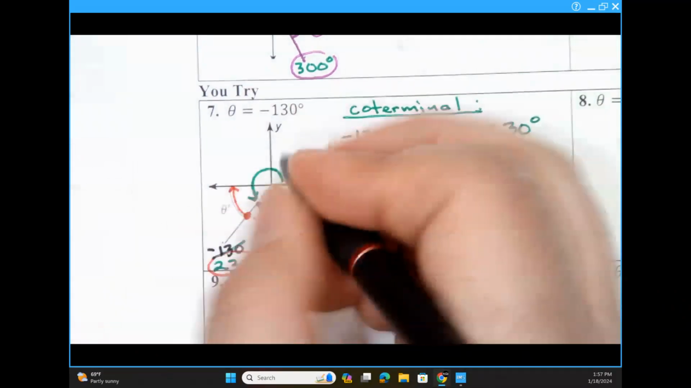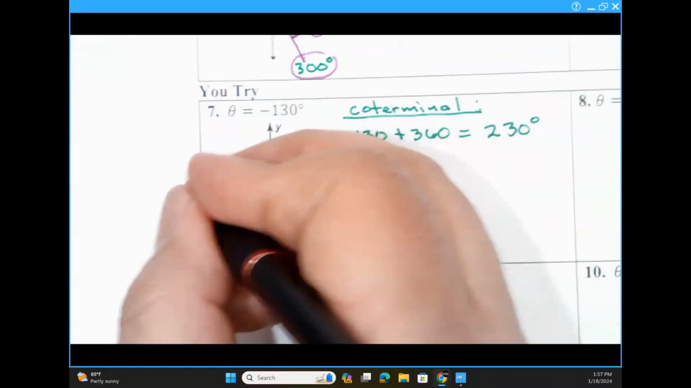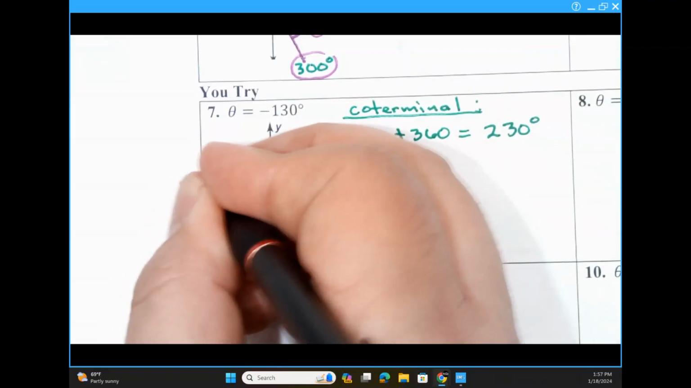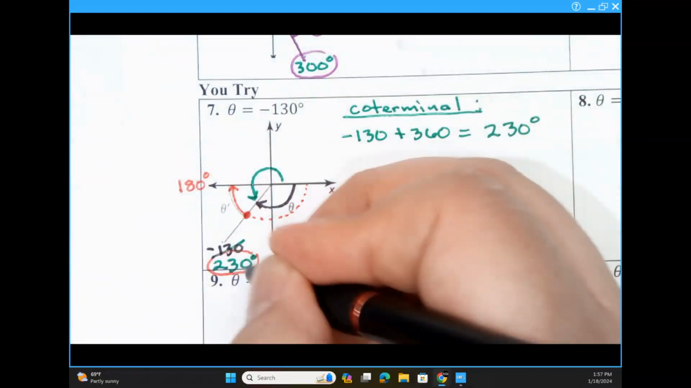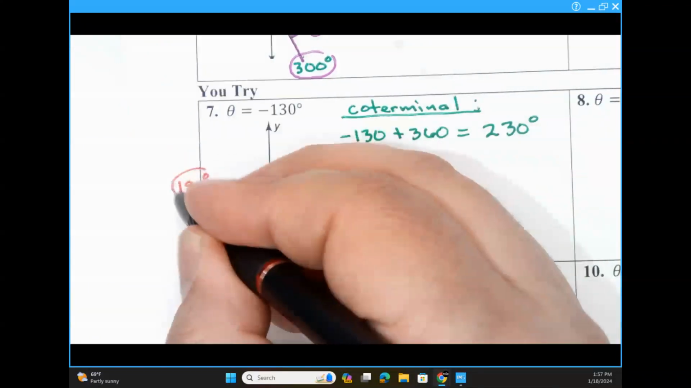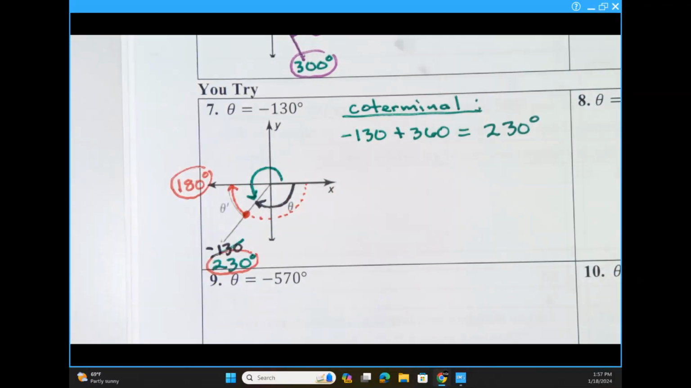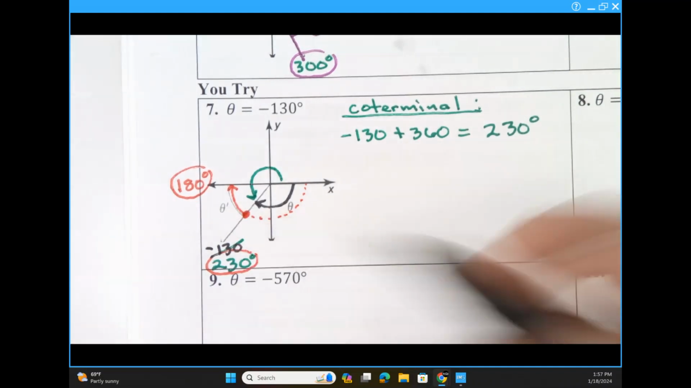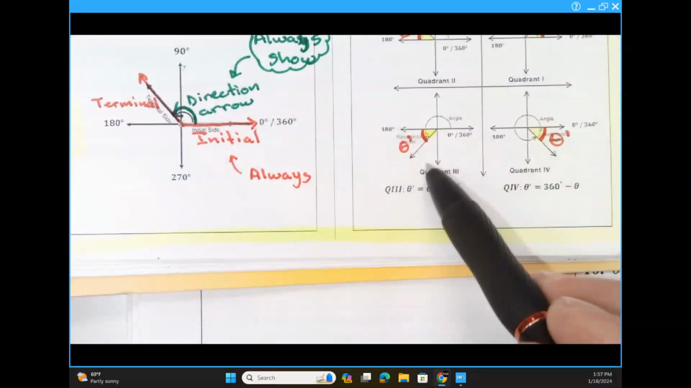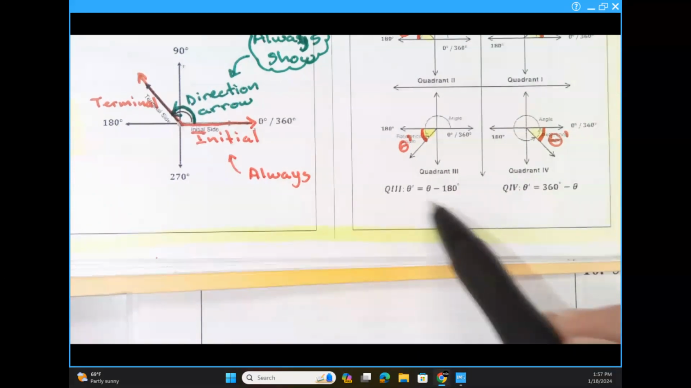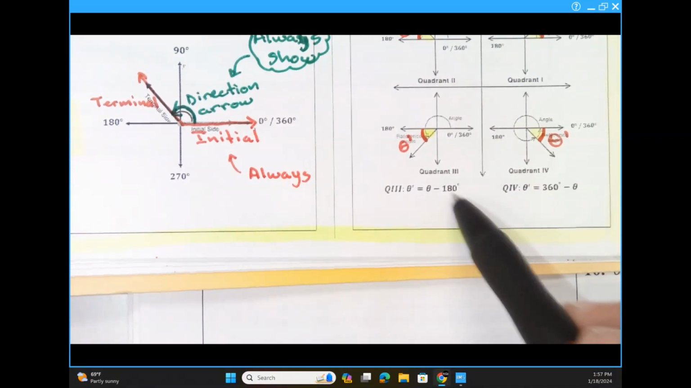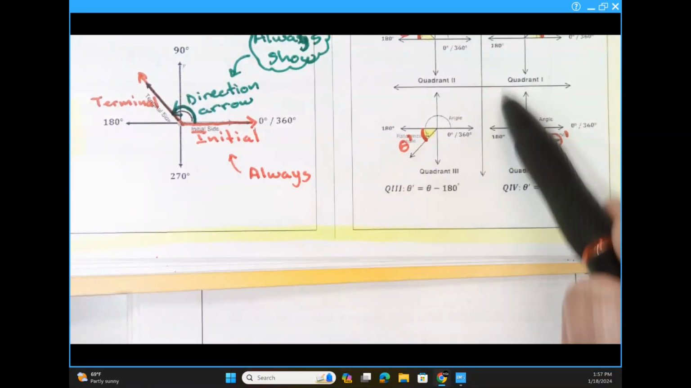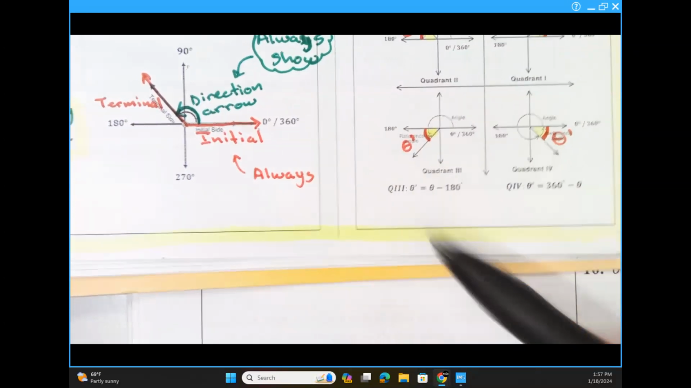That means when I was drawing the 230, I passed the 180 to get there. So I'm going to use 180 and the 230. And remember, it's in your word wall anyways. When you're in quadrant number 3, there it is, quadrant number 3, it says it's theta minus the 180. Once you know what quadrant you're in, you can use this part of the word wall to guide you.